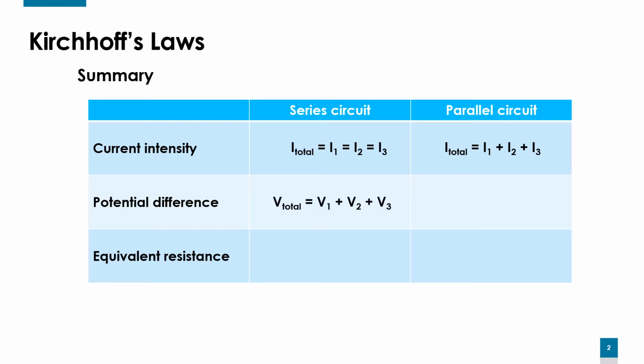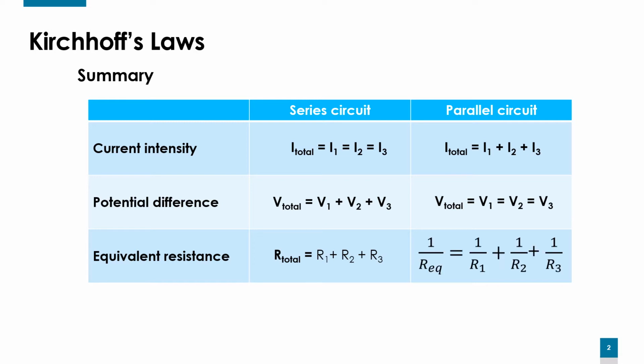The potential difference in a series circuit is the sum of them. So V total is equal to V1 plus V2 plus V3. And in a parallel circuit, they are the same. So V total is equal to V1, equal to V2, equal to V3. The equivalent resistance in a series circuit is the sum of all of them. So resistance total is R1 plus R2 plus R3. And in the parallel circuit, they are the inverse. So the equivalent resistance is the inverse. You need to invert each of them to calculate.